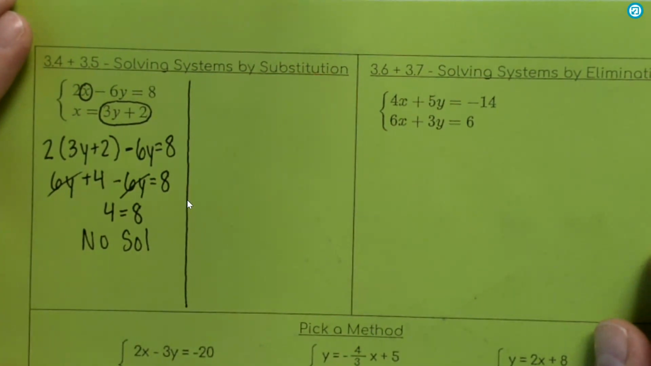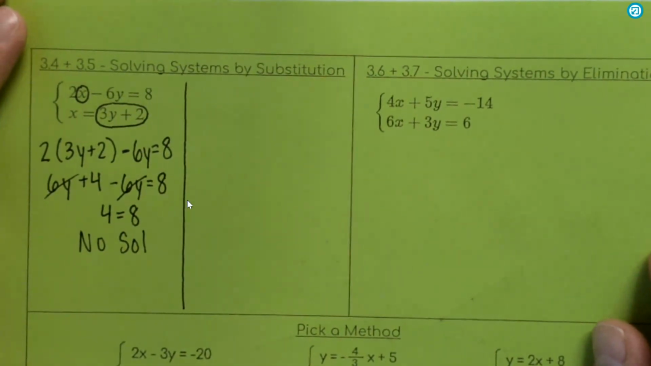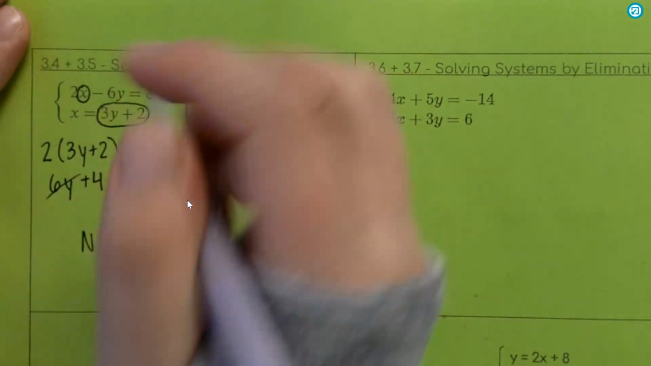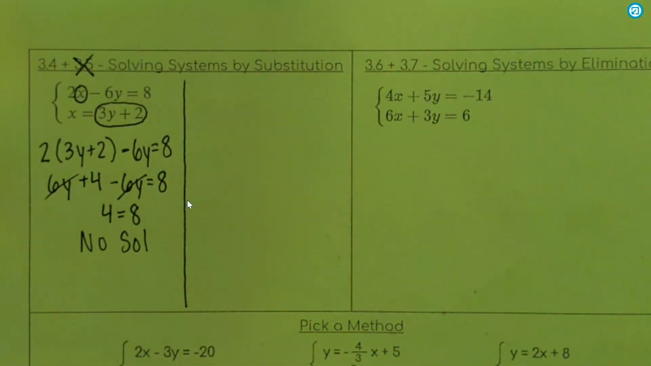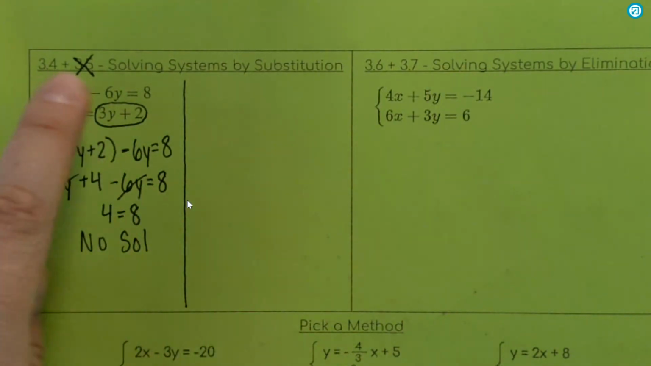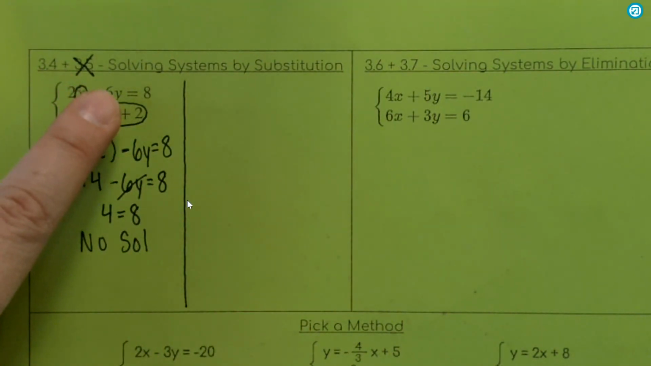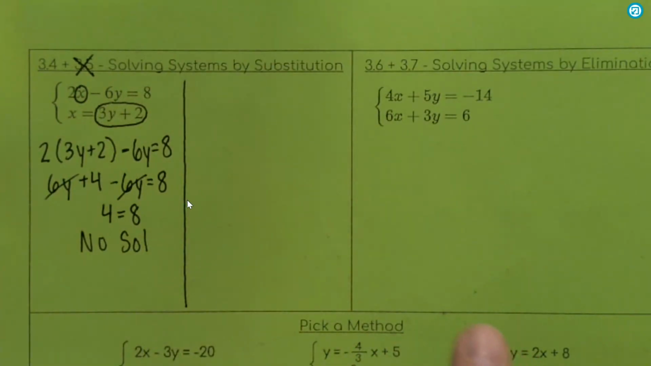Okay, let's look at our elimination one. Oh, and then right here, 3.4, cross out 3.5. There are no problems that you have to do 3.5 on the test, because if a problem should be done like how we did it in 3.5, it's honestly easier to do it how we did it in 3.6 and 3.7, okay? So we're not testing you over that because this is a more practical way to do it.